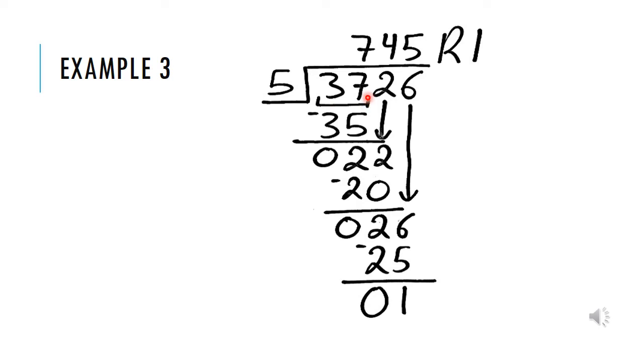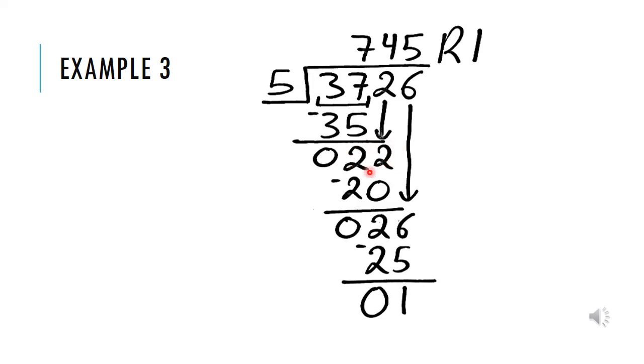Now I ask myself, how many 5's do I need to get 37 or almost 37? 5 times 7 is 35, 5 times 8 is 40. I have to use the 5 times 7. What's 5 times 7? 35. I place it under the 37 and now I have to subtract. 37 minus 35 is equal to 2. Now I have to bring down the next digit, which is the 2.